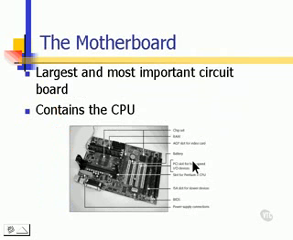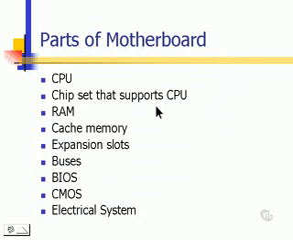The motherboard, the largest and most important circuit board, also contains the CPU as well as many other pieces. For example, a chipset that supports the CPU, RAM, random access memory, which we'll discuss in greater detail in later lessons, cache memory, expansion slots, buses, BIOS, and CMOS, which we remember are the essential elements to start a computer even without an operating system. And the motherboard also contains the electrical system.